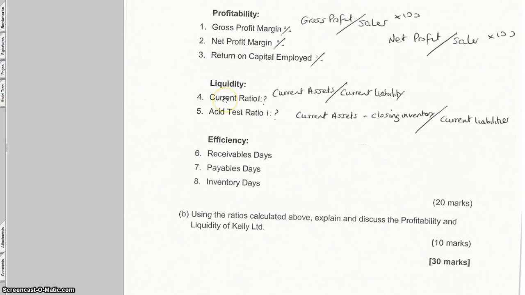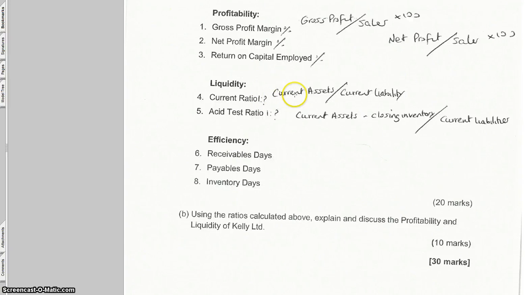I'm just going to move on to the easier ones: current ratio and acid test ratio. These look at liquidity, how easily a company can get its hands on cash quickly to pay its short-term liabilities. So what we're looking at is our current assets versus our current liabilities. How much bigger are our current assets compared to our current liabilities? And the answer for this is always 1 is to a number.